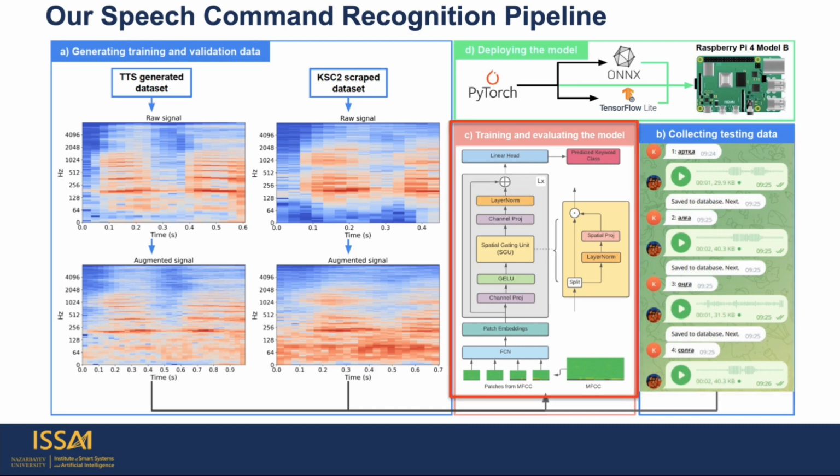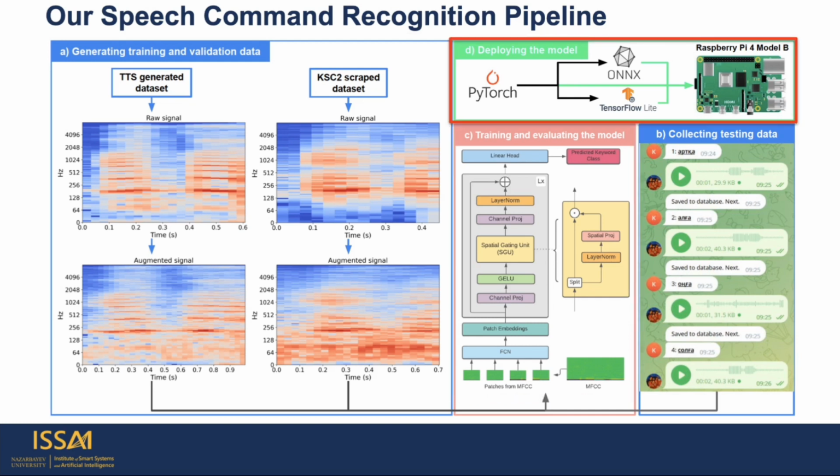Then we trained and evaluated a keyword MLP model on our dataset. Ultimately, the model was deployed on a Raspberry Pi with limited computational capacity, thereby illustrating potential applicability in industrial settings. In the next tutorials, we will discuss every step in detail.